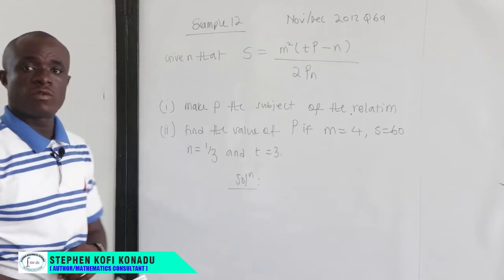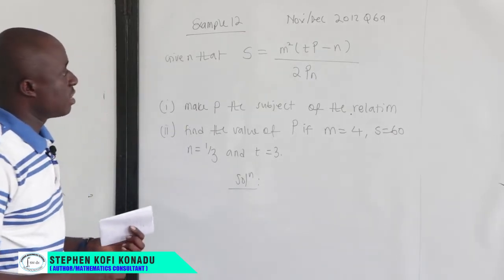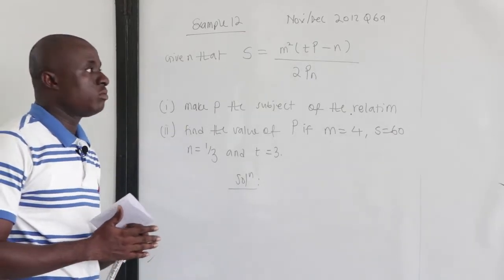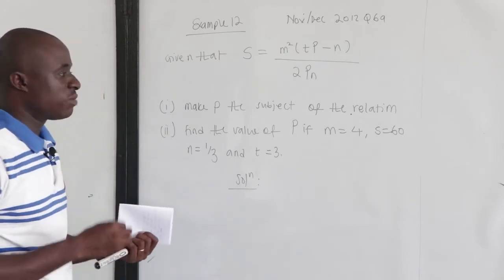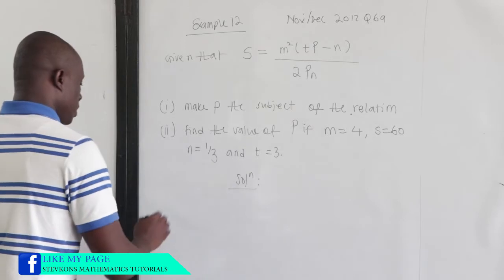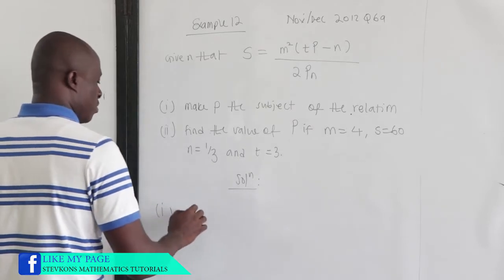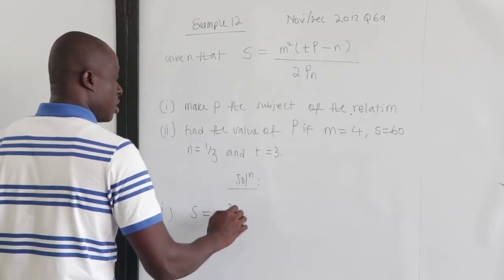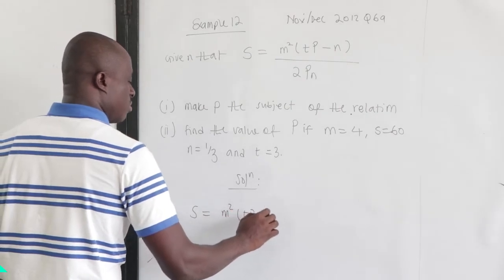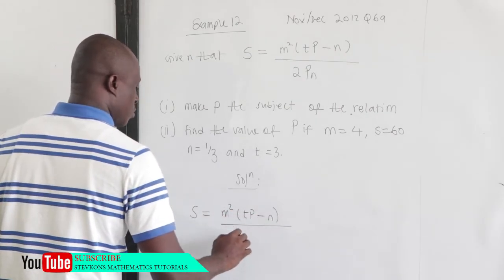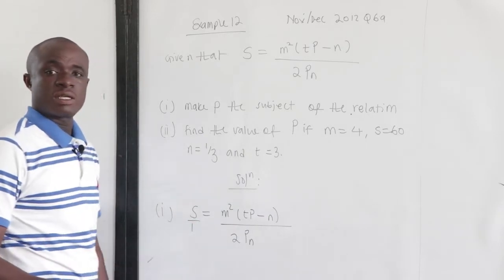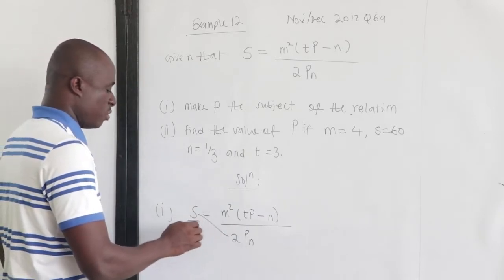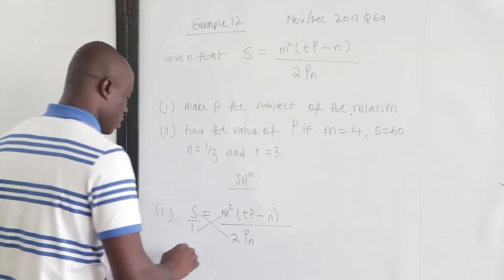Let's consider this past question. This is NOVDEC 2012, question number 60. You have been given that s is equal to m squared into bracket tp minus n, all over 2pn. The first one says we should make p the subject of the relation. So we have s equal to m squared (tp minus n) all over 2pn. Now, this s can be considered as over 1. From here, what do we do? We can cross multiply.